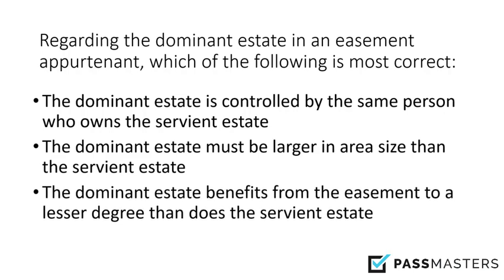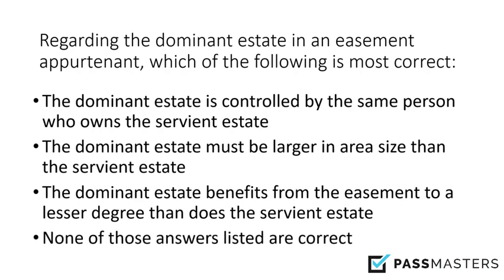The next answer, the dominant estate benefits from the easement to a lesser degree than does the servient estate. That's false. That's flipped around. The dominant estate dominates the servient estate. The servient estate's the one that issued the easement in the first place. So let's take a look at this last answer. None of those answers listed are correct. That is the correct answer because we know in going through these answers, none of the answers provided are correct. So let's just verify this here. Okay, good. So hopefully we got that right.